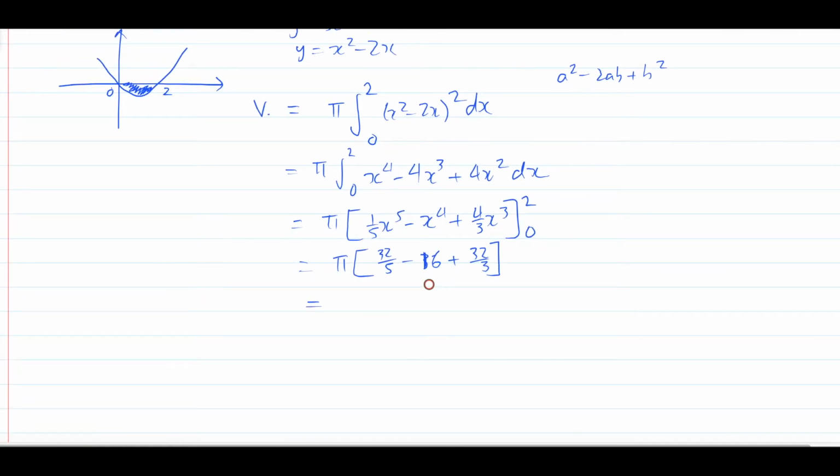And let's have a go. So let's add all these numbers up. Times 3, 150, 160. And then add them up. 160 minus 240, that's minus 80. And then 96 minus 80, that's 16. So the answer is 16 on 15 pi. Units cubed because you're doing volumes, and that's pretty much it.